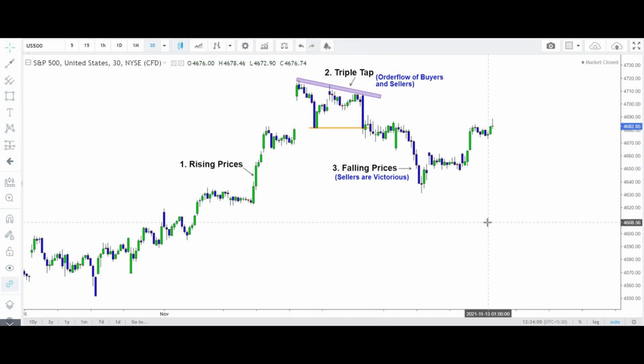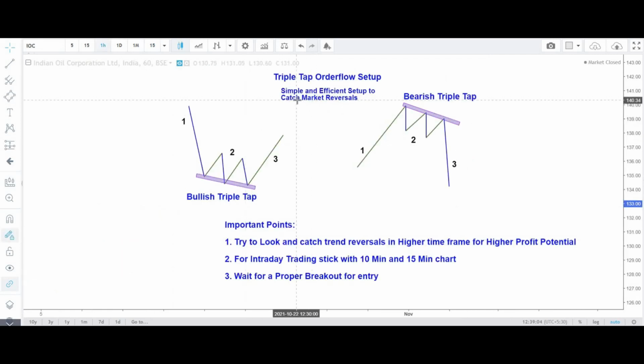Alright, so now you have understood both the bullish as well as the bearish triple tap order flow trading setup. Let us do a quick recap and also try to understand some of the important points related to this particular trading setup. The triple tap order flow setup is a simple and efficient setup to catch the market reversals.